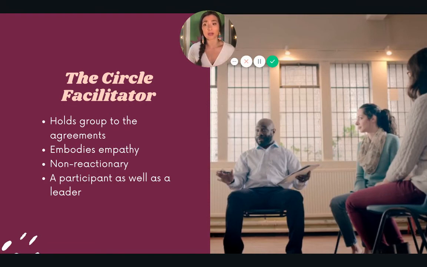Alongside this is being non-reactionary. So, taking deep breaths. I've been in circles where I've heard shares that have been very difficult. I've heard shares that I have not agreed with. But the circle is not my place to invoke my opinion and to insert my bias or insert my agenda. It's a place for me to open a container for people to share what's real and what's alive for them. So for me to hold this state of being neutral and non-reactionary is essential as the circle facilitator.